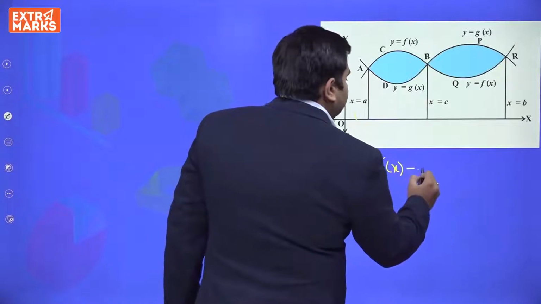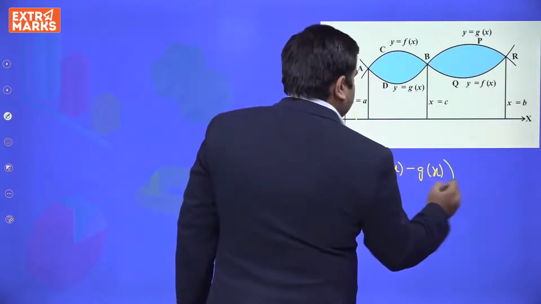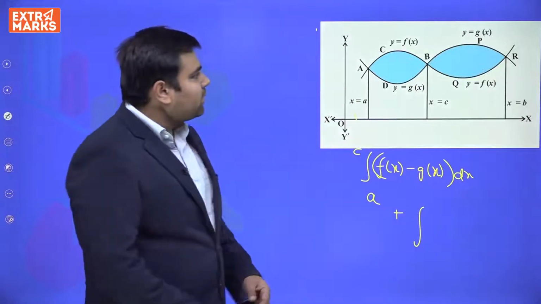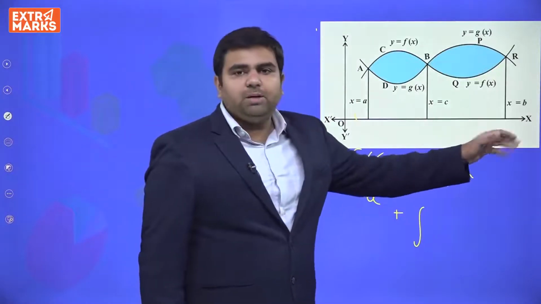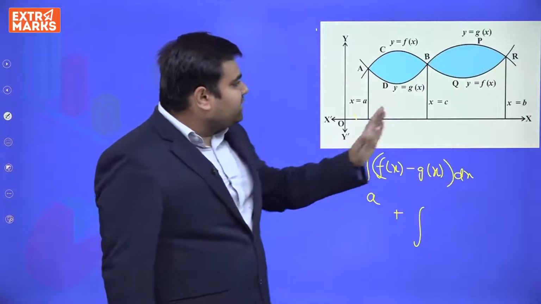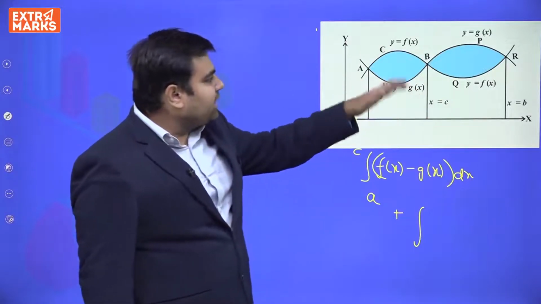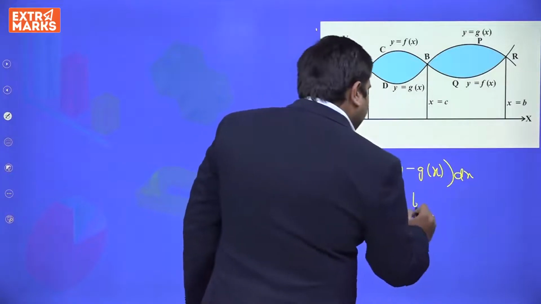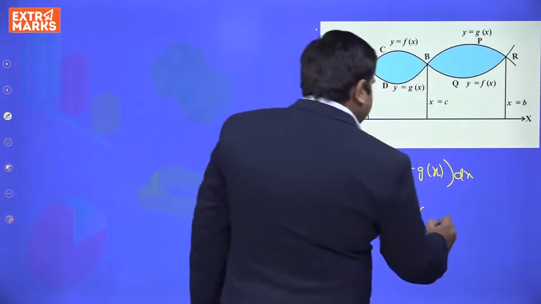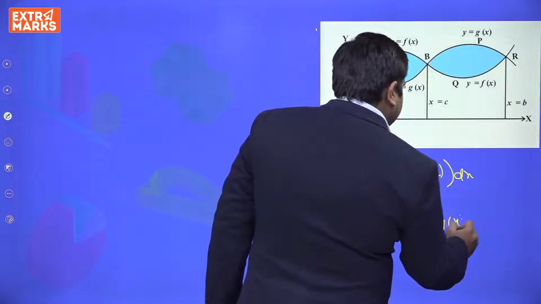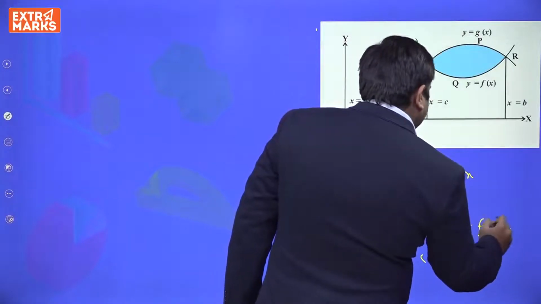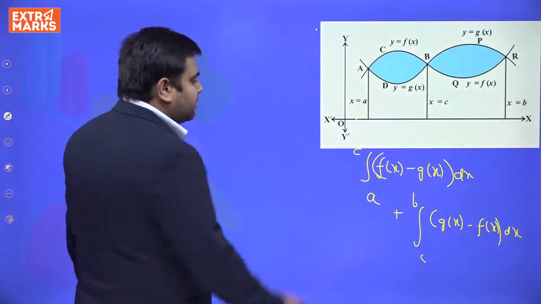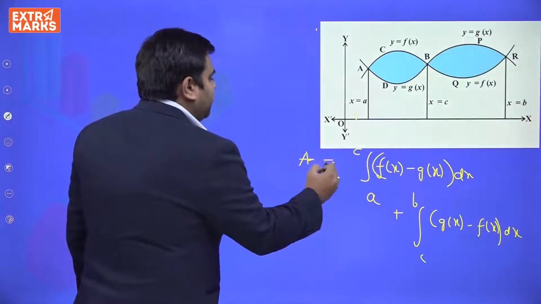So this would be the integral of f(x) minus g(x) dx, plus, between c and b, g(x) is upper and f(x) is lower. So between c and b, g(x) minus f(x) will be the case, right? g(x) minus f(x) will be the case. So this would be the final expression.